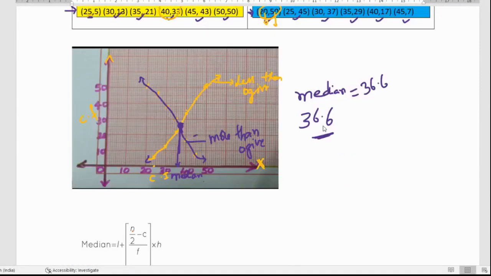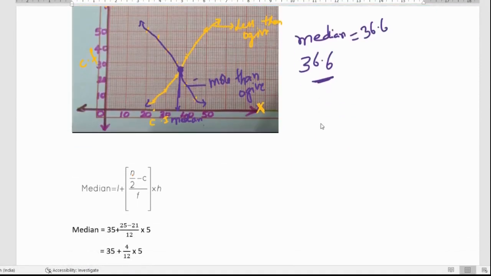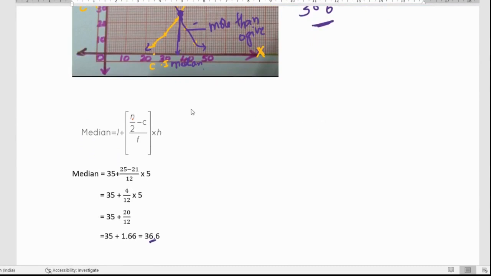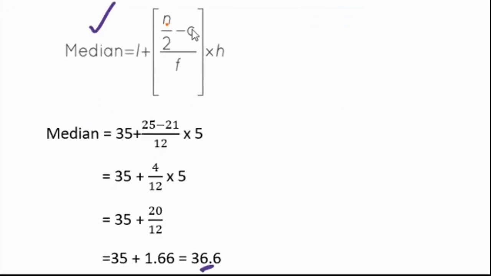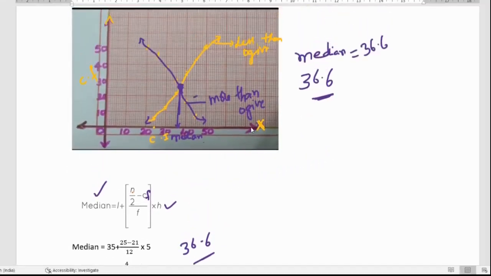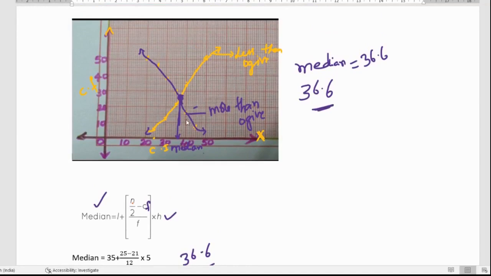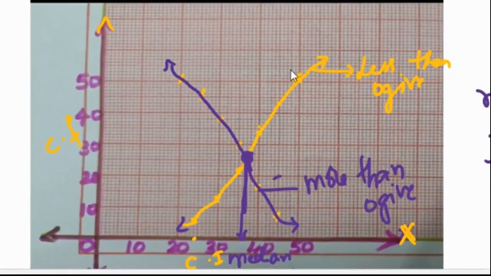Now we will check whether this is correct with the formula method or not. In the formula method, we know the formula: median is L plus (n/2 minus CF) by f into h. Once we replace the values, in the formula method also we got 36.6. So in the formula method we got the same answer, and also in the graphical method, the intersection of less than Ogive and more than Ogive is also 36.6. This is how we have to draw the less than Ogive curve and the greater than, that is more than Ogive curve, students.